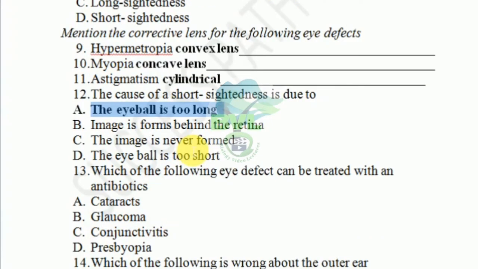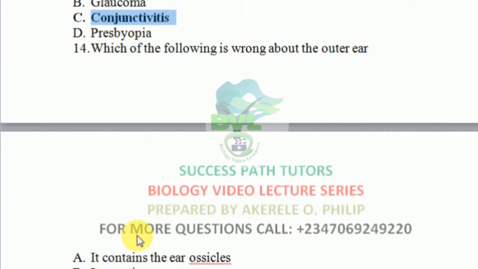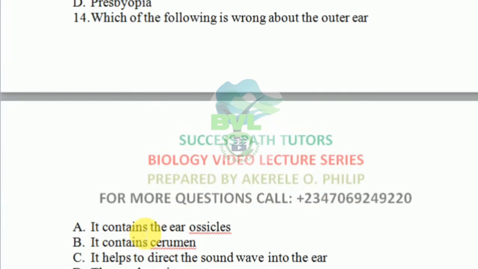Which of the following eye defects can be treated with antibiotics? That would be conjunctivitis, because it's an inflammation of the conjunctiva. Which of the following is wrong about the outer ear? It contains ear ossicles, it contains cerumen, it helps to direct the sound wave into the ear. The eardrum is a part. Ear ossicles are found in the middle ear. So this is the wrong statement.